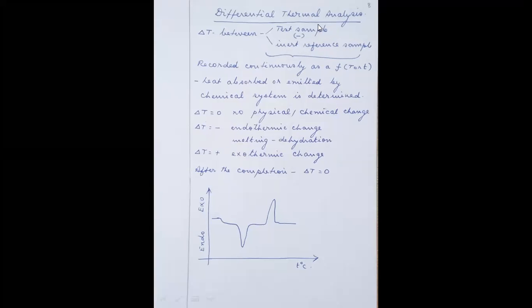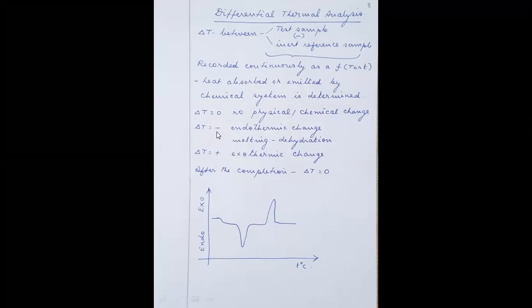Suppose you wrongly put it the other way, then what will happen? You will have a wrong interpretation of the sign, which will give you a wrong interpretation of all the physical and chemical changes that are taking place in the sample. So the order of subtracting the temperatures has to be very particular: test sample temperature minus the inert reference sample temperature.